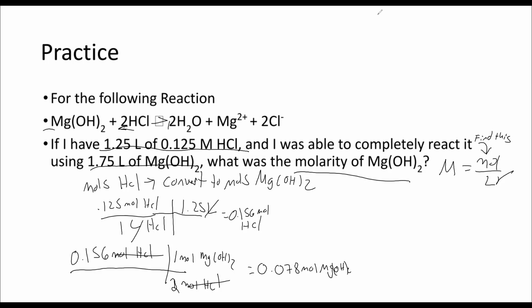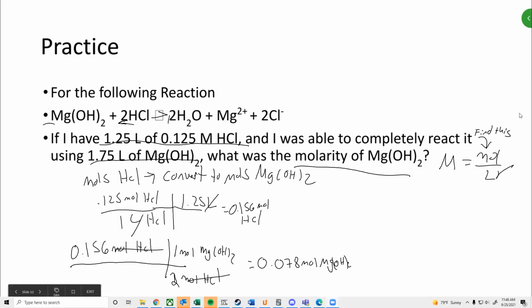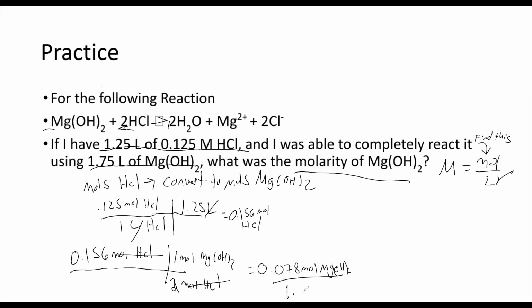However, we're not done yet, because remember, my answer should be molarity, so I have to take my moles divided by the volume of MgOH2 I have. So that's 0.078 divided by 1.75. My molarity of MgOH2 is 0.446 molar.